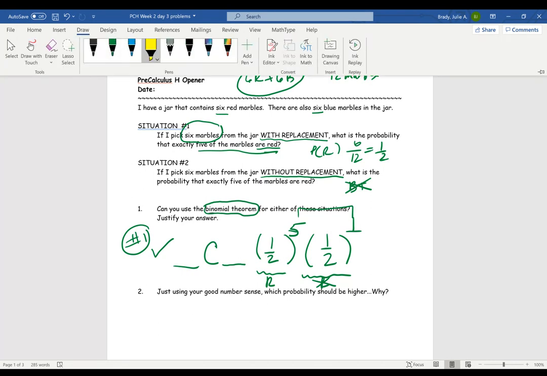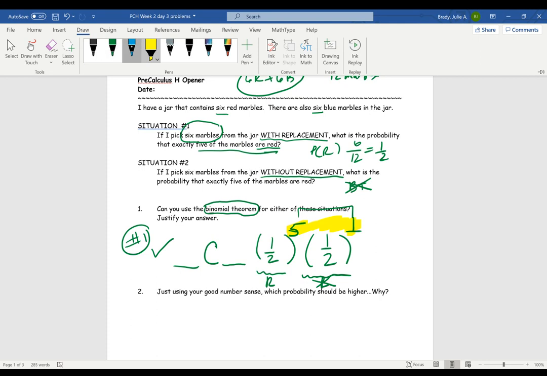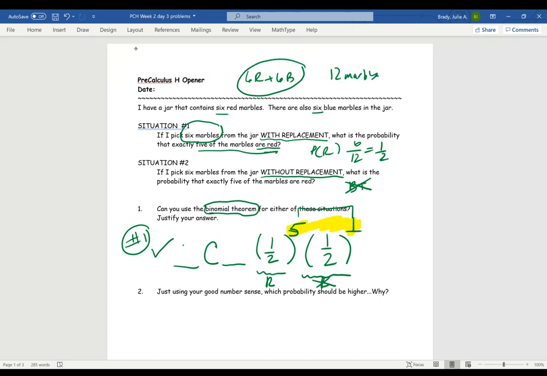And here's the key thing. These two things together are like how many branches are coming down your tree. And so that number has to go here. So out of those 6 times you're picking, you want 5 of them to be your success.